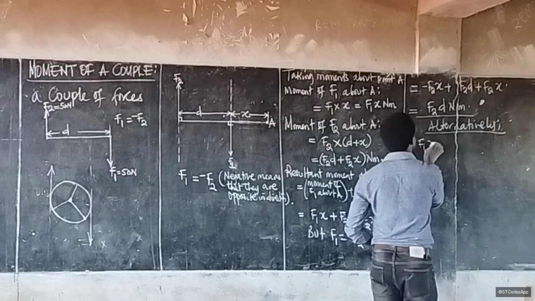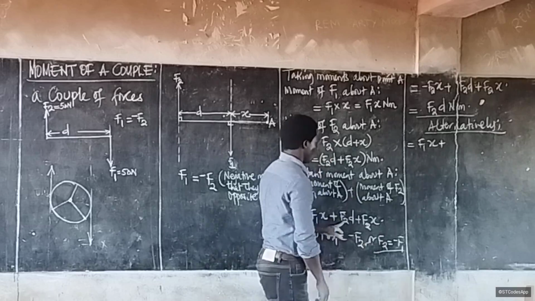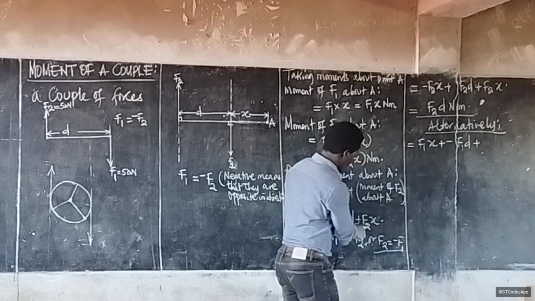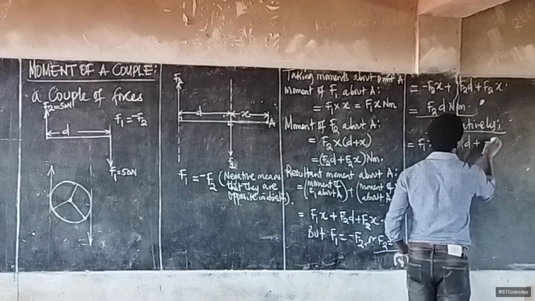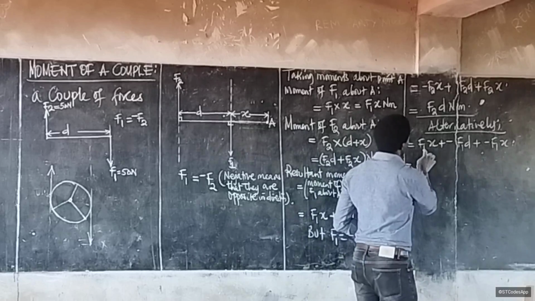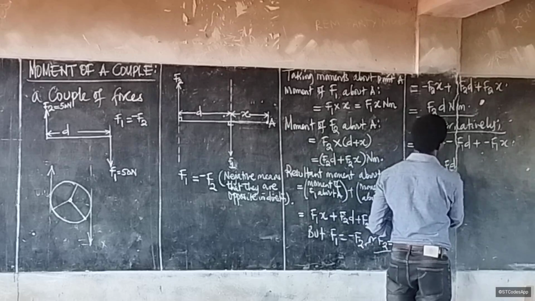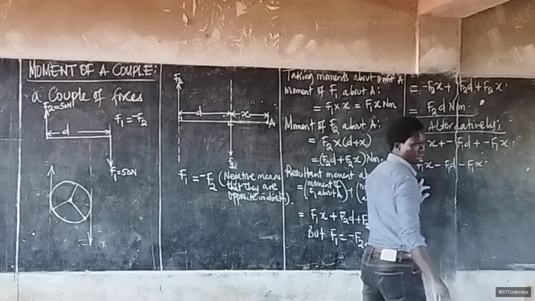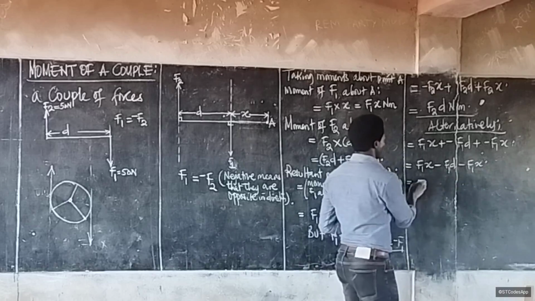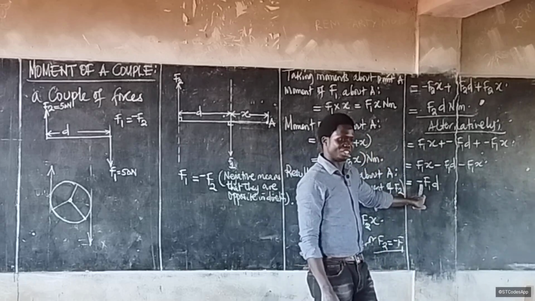So we can have that F1X plus, F2 is here, but F2 is negative F1 now. So it will be negative F1D, then plus, still this is F2, but F2 is equal to negative F1, to be negative F1X. Is that okay? So you'll see that this is F1X minus F1D, minus F1X. So this and this will cancel, F1X minus F1X will go. So remains negative F1D. Do you see that?